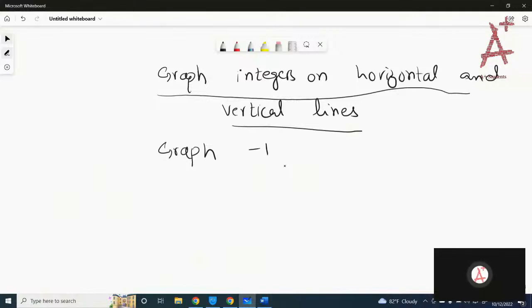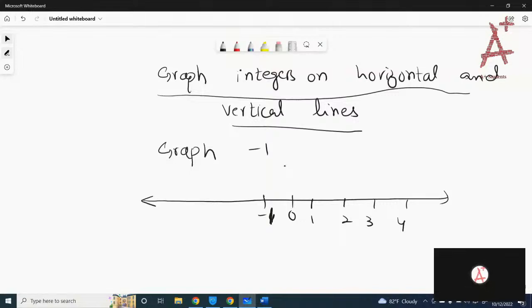For example, you have to graph -1. So just make a number line: 0, 1, 2, 3, 4, -1, -2, -3, and -4. You have to represent that -1 on the number line. So just do this. The point that is highlighted on the number line means that is the graph for -1. Here you have -1, and what you did, you make the point on the -1. That means this is the graph for the -1. Got it?